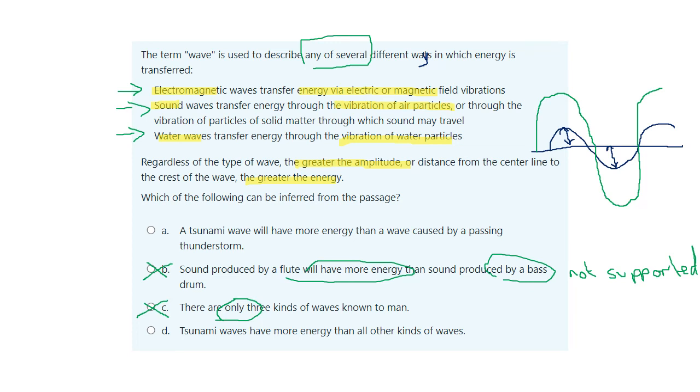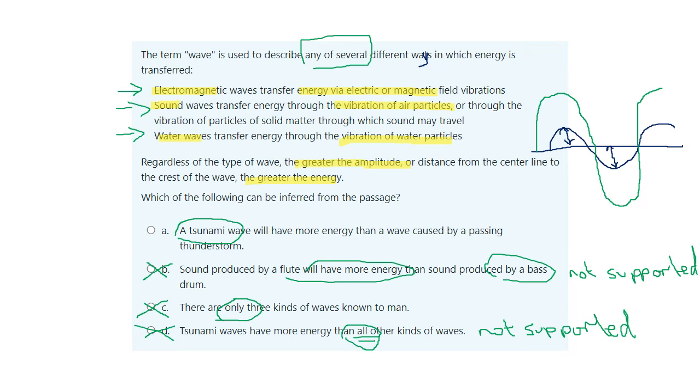So A or D. And both of these are about tsunamis. D, tsunami waves have more energy than all other kinds of waves. Well, that might be not supported. We don't know about all other types of waves. We do know that if the amplitude is greater, then there is more energy. But we don't know about all of the types of waves, so this is probably going to be wrong. A tsunami wave will have more energy than a wave caused by a passing thunderstorm. Now, a tsunami is a very, very strong wave, and you might see pictures of tsunamis when they hit the shore.